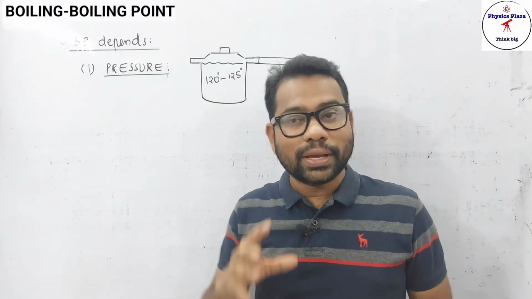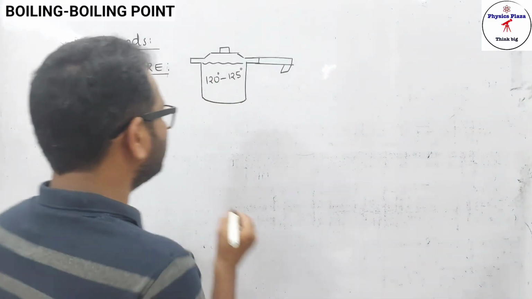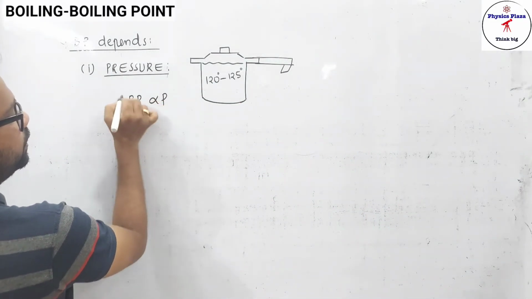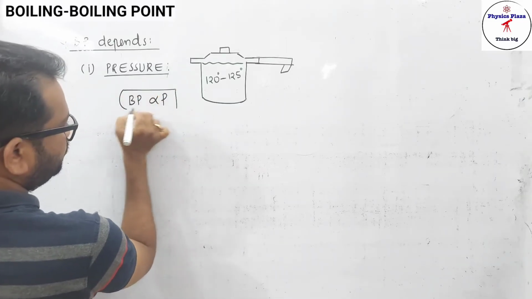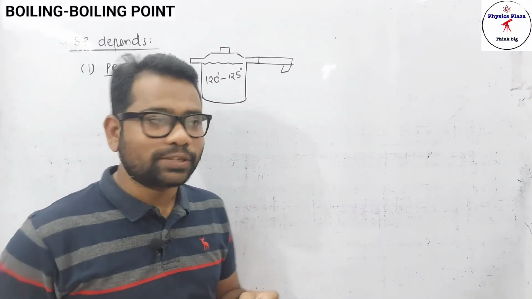What could be the reason? Because the inside pressure is more. Which means boiling point is directly proportional to the pressure. When you increase the pressure, boiling point increases. When you decrease the pressure, boiling point of water decreases.